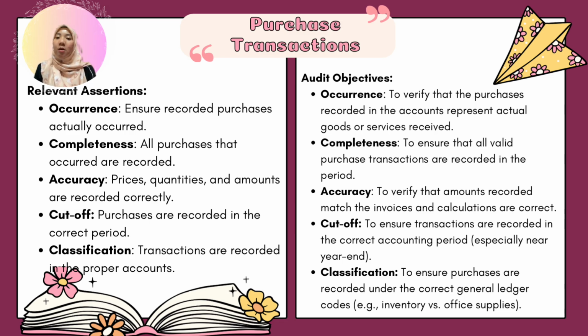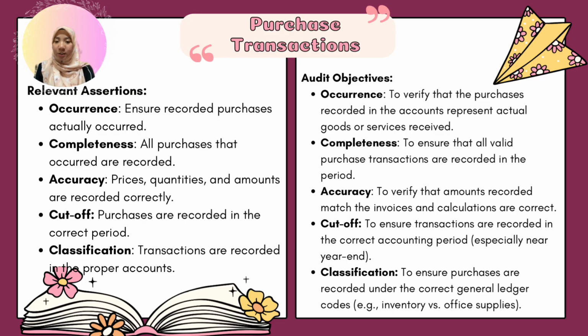Second, completeness. All purchases that occurred are recorded. The audit objective is to ensure that all valid purchase transactions are recorded in the period. Third, accuracy. Prices, quantities, and amounts are recorded correctly. The audit objective is to verify that amounts recorded match the invoices and calculations are correct. Fourth, cut off. Purchases are recorded in the correct period. The audit objective is to ensure transactions are recorded in the correct accounting period, especially near year end.